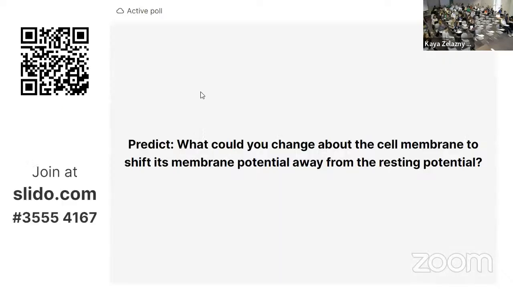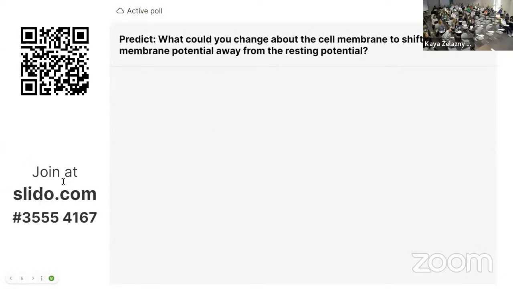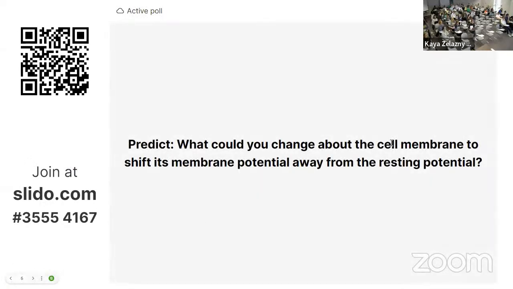All right, so we're gonna do. I want you to make a prediction. You're just gonna type a word or a term. So what I want you to do, think about that cell membrane. Think about what we could do to move that membrane potential, the -70, away from the resting membrane potential. So what I'm saying is, what could we change about the membrane to go from the rest point of -70 to say like -50 or something? What can we change about the structure of that membrane?